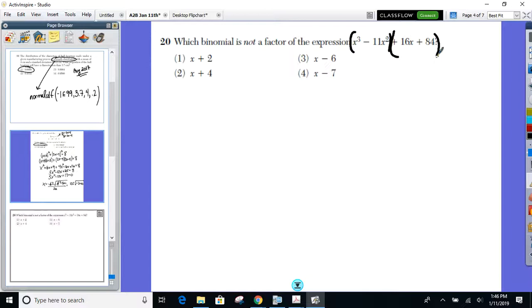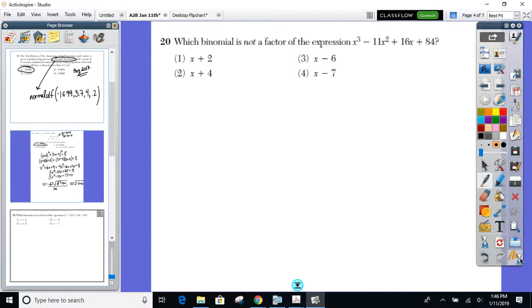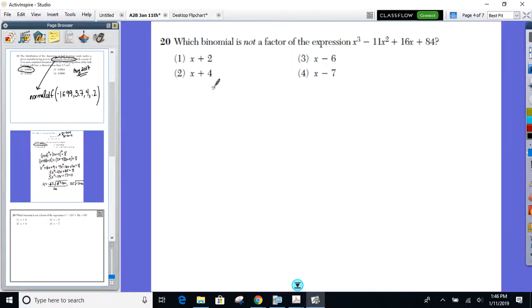What can you take out of the first one? X squared, and I'm left with x minus 11. All right, what do you take out of the next one? It's not a 16. 16 doesn't go into 84. You can only take out a 4, right? And anybody going to see the problem we're going to run into? Not the same. Yeah, they're not the same, so you can't group it. So we have to have another method of figuring out if these multiple choices are factors or not.